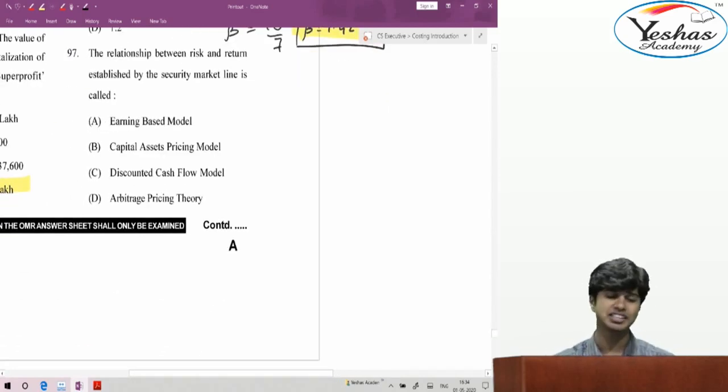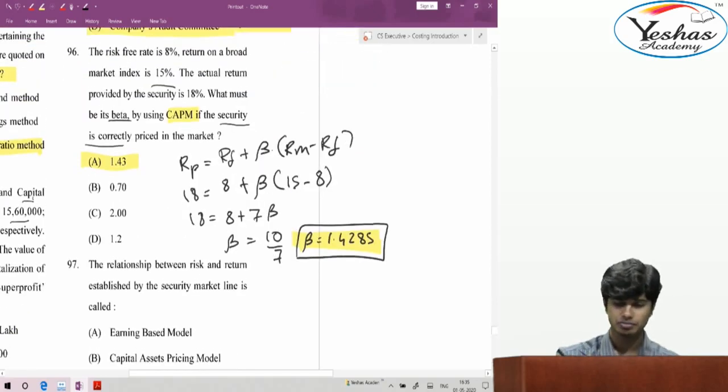97 talks about the relationship between risk and return. Here, the market rate and risk-free rate, the difference is basically the risk that we are assuming. At that risk, at the market sensitivity index, we are basically supposed to earn.